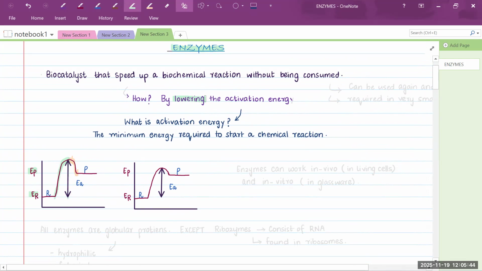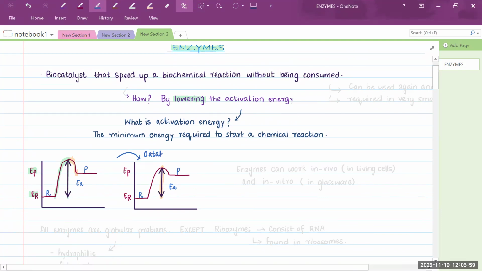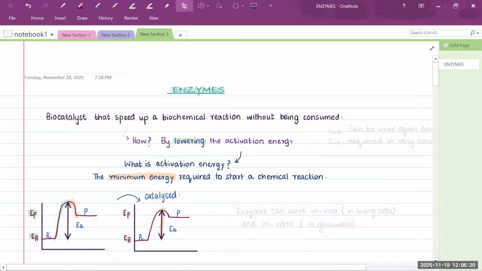You can see it in these graphs here. This activation energy when the enzyme is added is much lesser than this one, right? So we can say this is a catalyzed one. Okay, wait. This is the catalyzed reaction, right? I can also highlight it is the minimum energy required to start a chemical reaction.